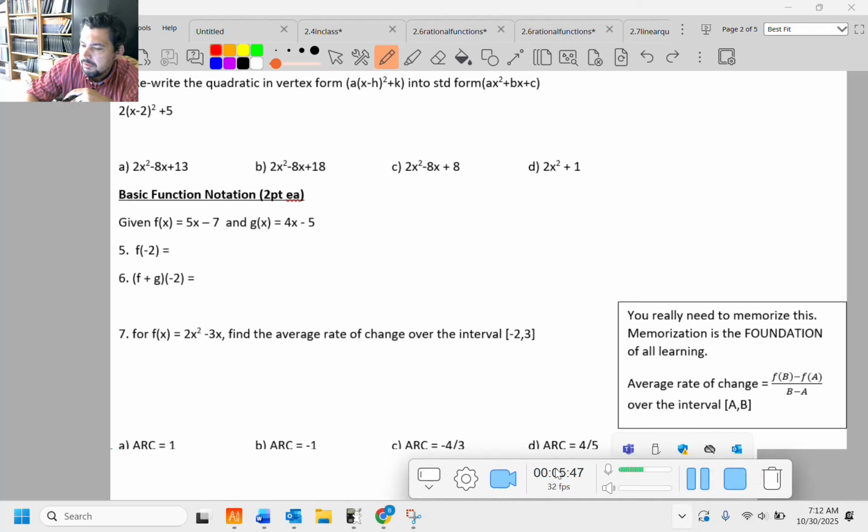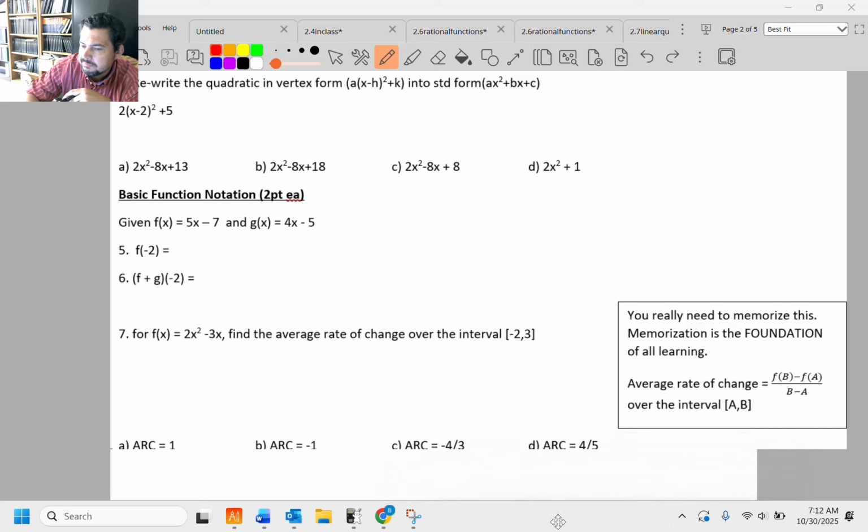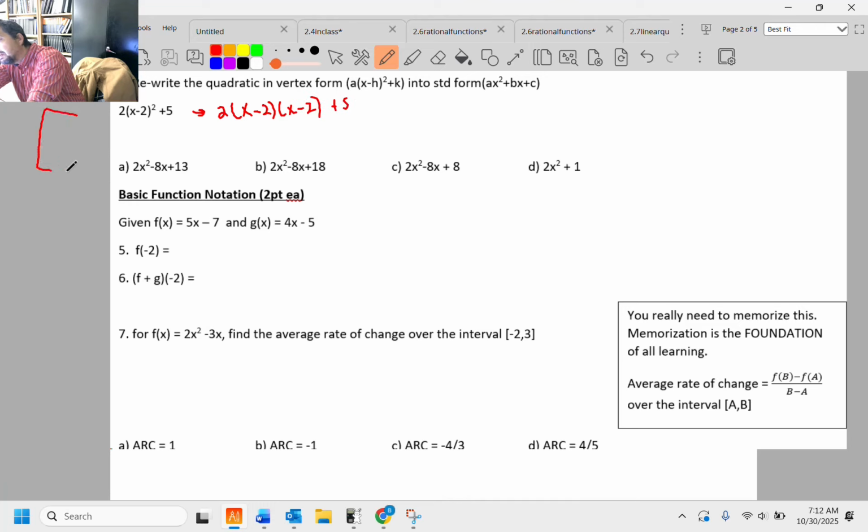All right, moving on to number 4 here. Rewrite the quadratic in vertex form into standard form. So if something is squared, you're going to write it down twice. I don't know if you like the box method or FOIL method. I noticed most of you did not like vertical multiplication, so we're just not going to talk about it anymore, okay? X times x is x squared, x times the negative 2 is negative 2x, x times the negative 2 is negative 2x, and negative 2 times negative 2 is 4.